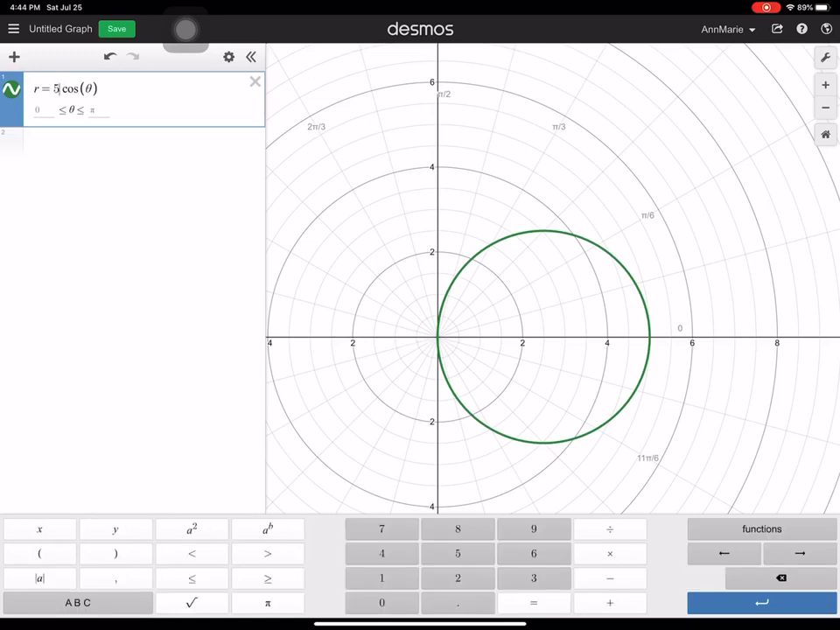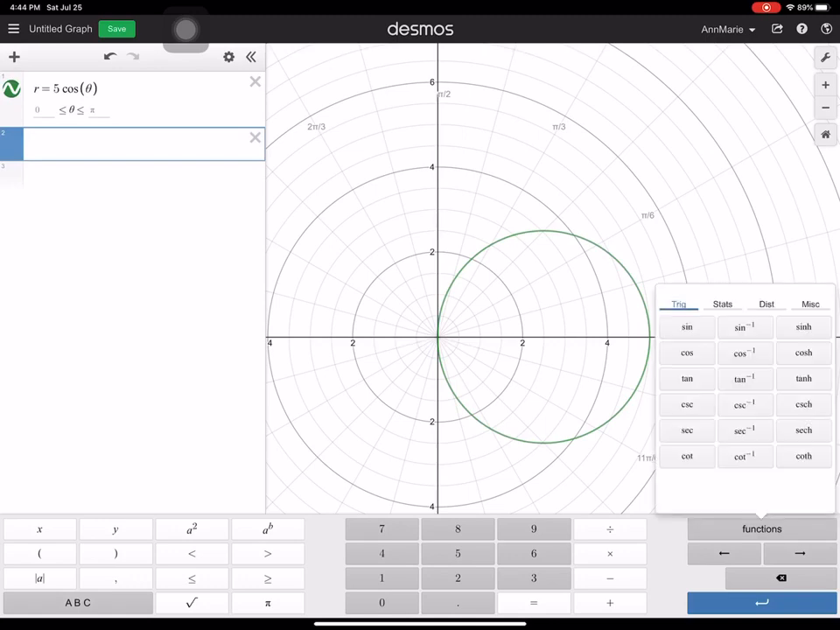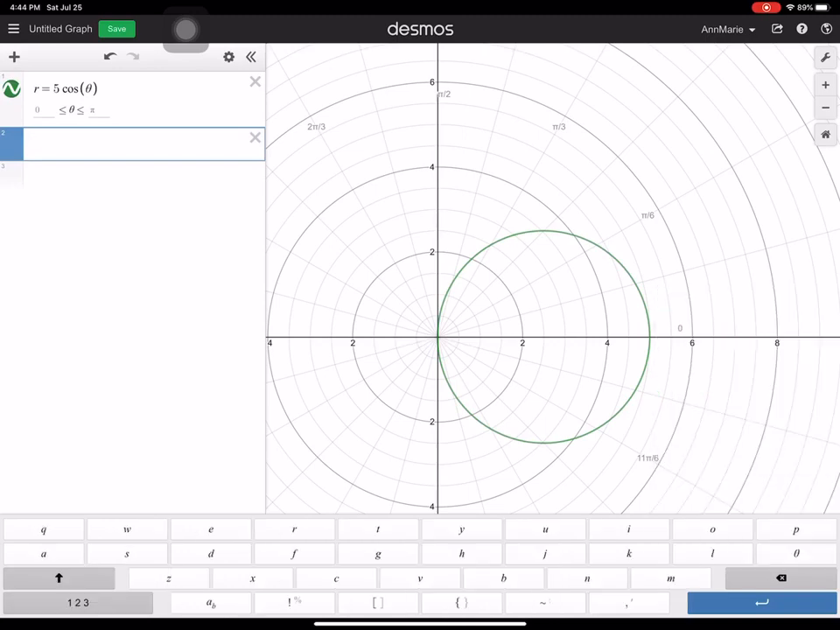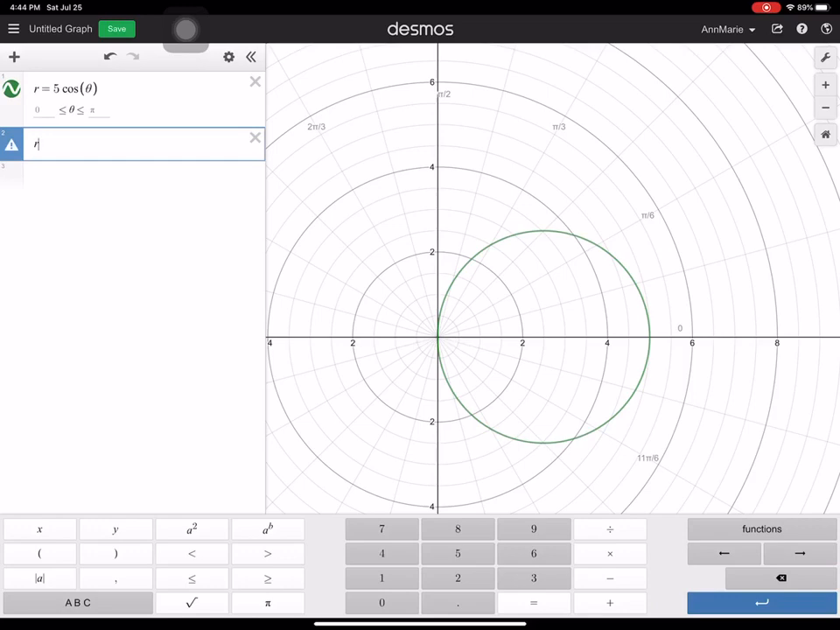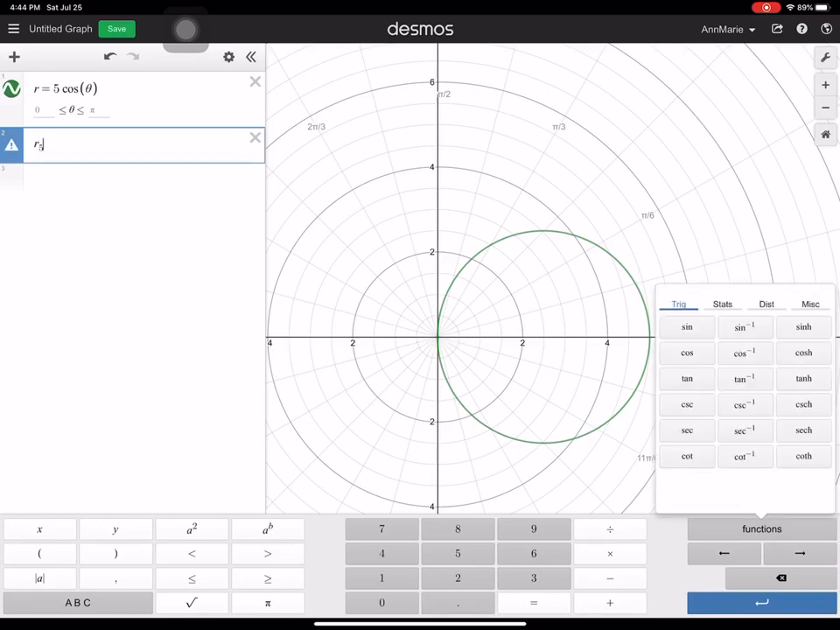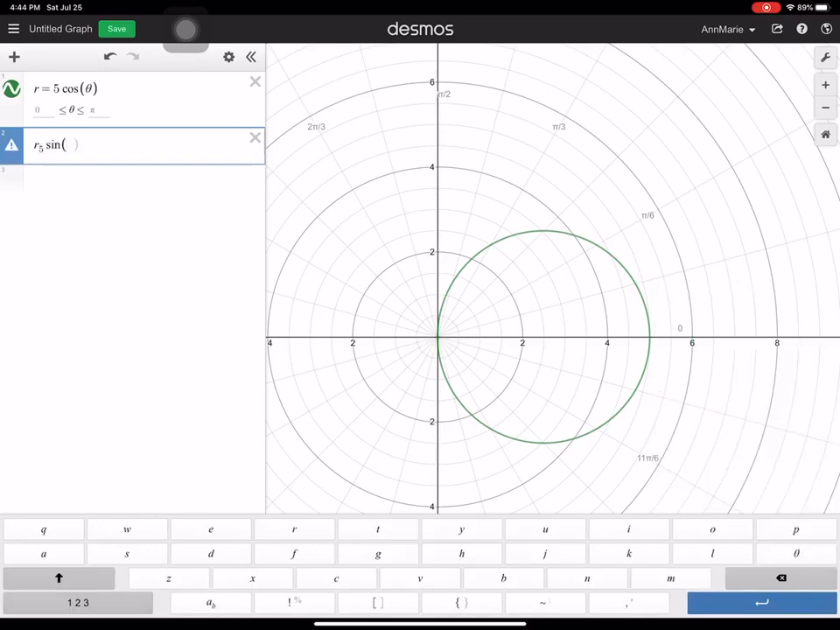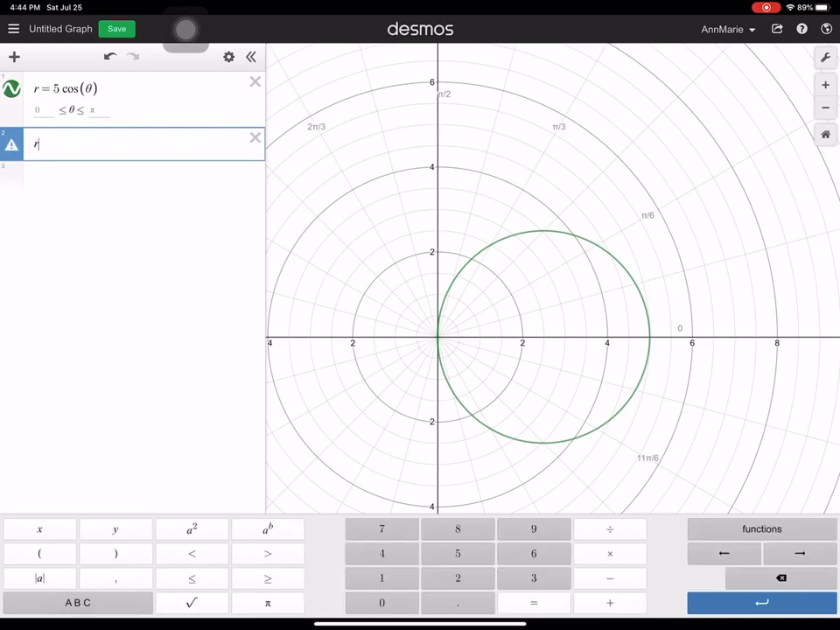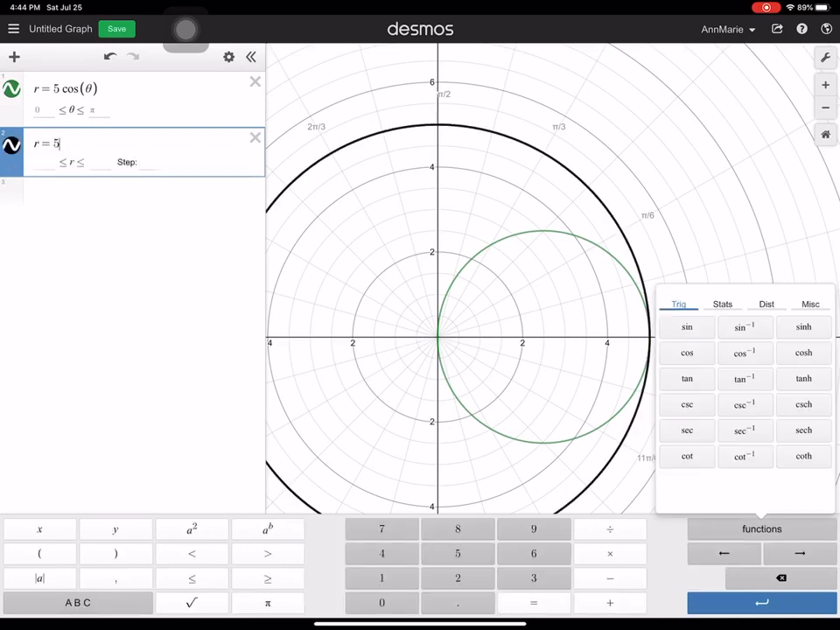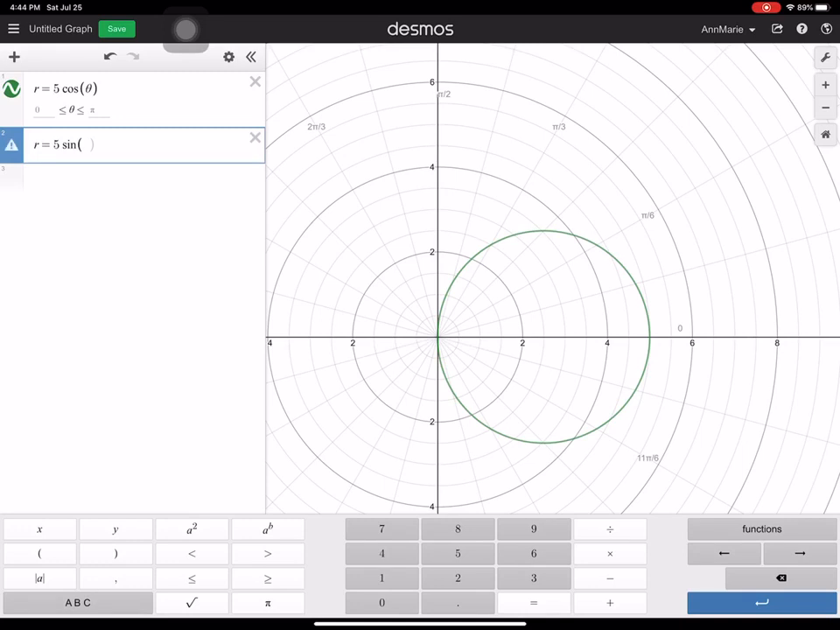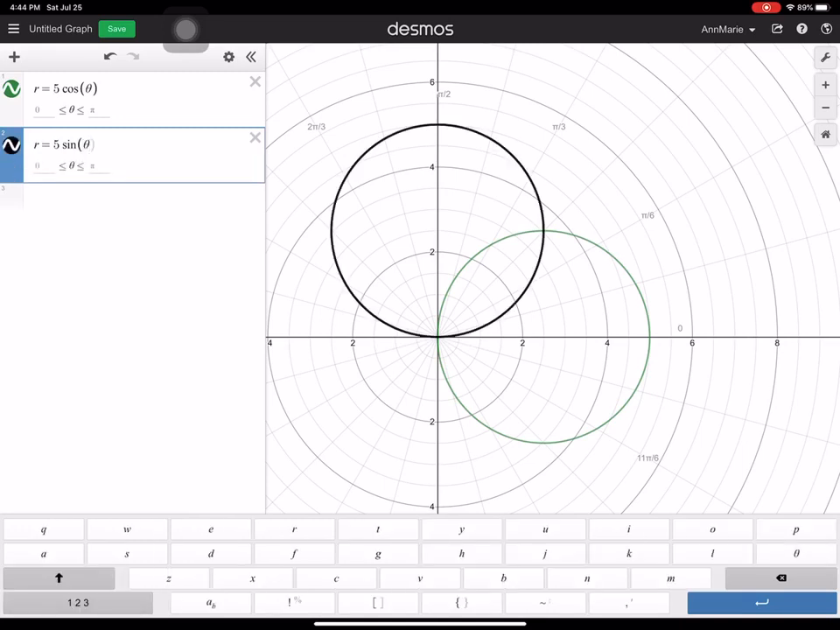What if you want a circle that is offset in the vertical direction? Well, you can do that with a number multiplied by a sine function. Oops, it helps if I do that correctly. So r equals, we'll just say, 5 sine theta.